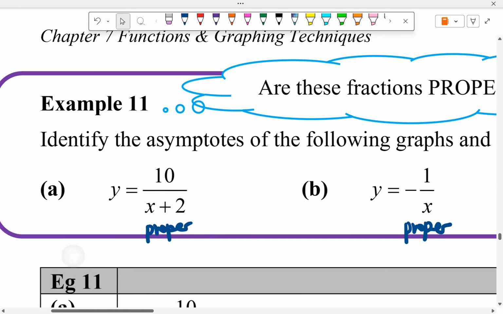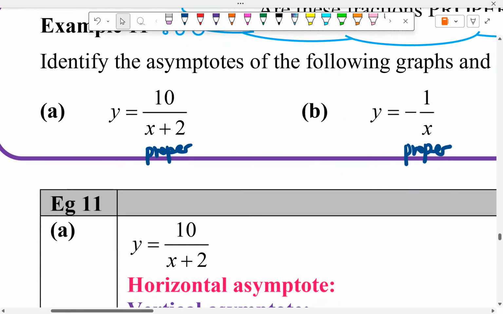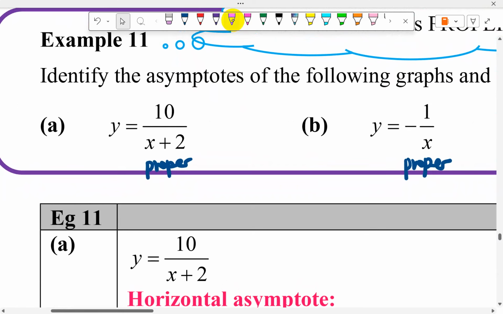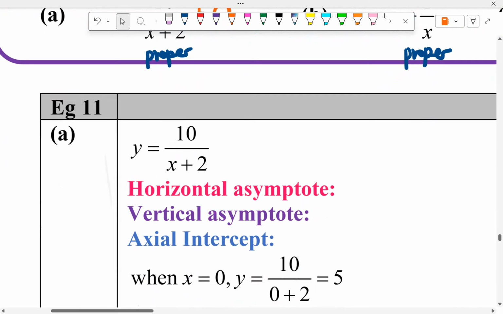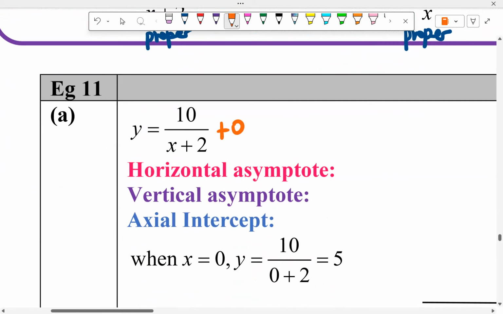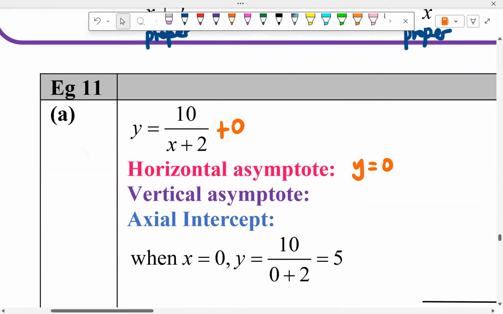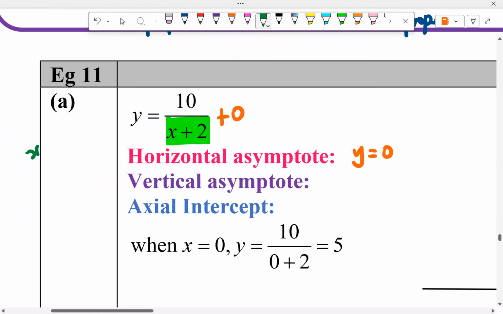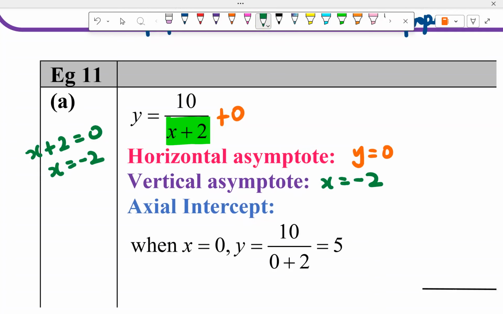Let's focus on A first. Since this is proper, we know that our quotient is as good as 0. Therefore, the equation of the horizontal asymptote will be just y equals 0. Then to get the equation of the vertical asymptote, equate the denominator to 0. So x plus 2 equals 0. Solving, x equals negative 2 will be the equation of our vertical asymptote.